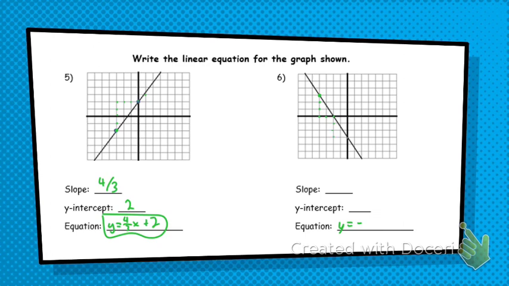Yep. So my slope should be negative 3 over 2 because I'm going down 3 over 2. And then my y-intercept is right here, so that would be at (0, negative 3), so that would be negative 3. I would just fill this in: y equals negative 3/2 x minus 3.